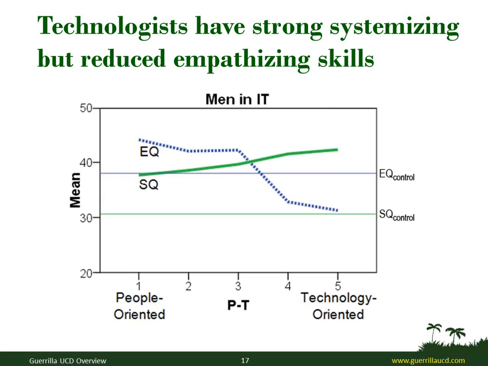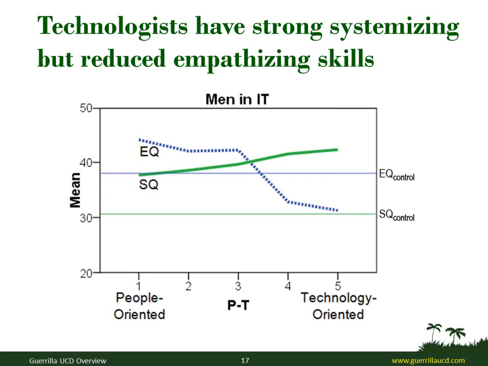This particular chart is showing two measures that are used in autism research, systemizing skills and empathizing skills, SQ and EQ respectively. And I did this survey of a very large number of people working in IT and discovered that as the respondents indicated that they worked more towards the technology end of IT rather than the people end, that's what this scale at the bottom of the chart is about, technology on the right and people on the left, their empathy scores took a very significant dip.